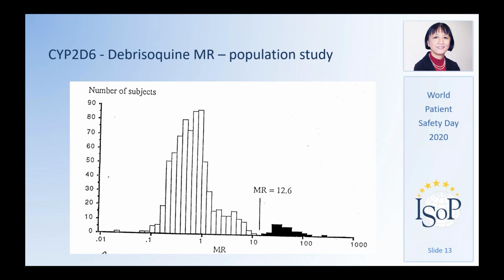To the right, with the black bar, they are the poor metabolizers. They have a very high metabolic ratio, but very low enzyme activity. Individuals with a metabolic ratio between 1 and 10 are the intermediate metabolizers. Most of the subjects have a metabolic ratio between 0.1 and 1, and they are the extensive metabolizers. A few individuals have a metabolic ratio below 0.1, and these are the ultra-rapid metabolizers.